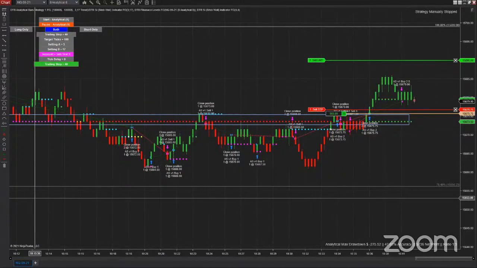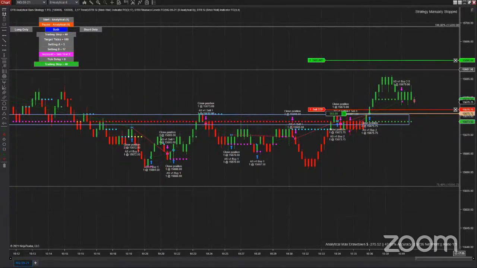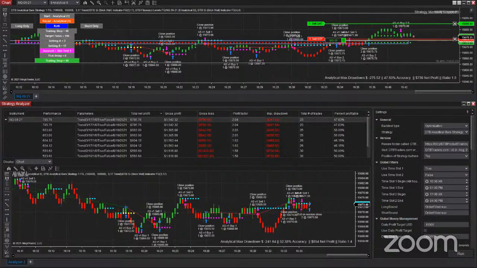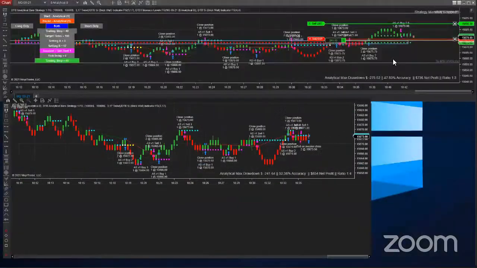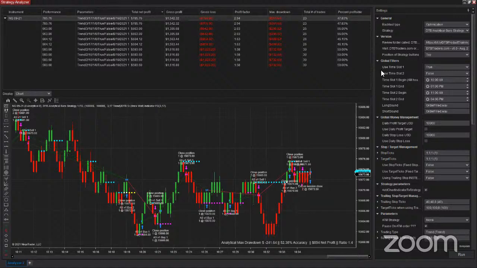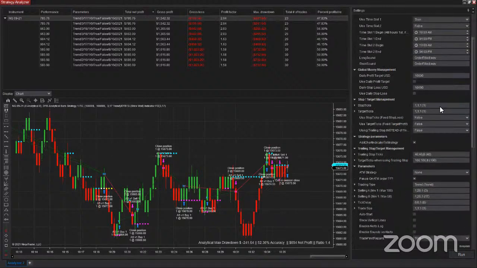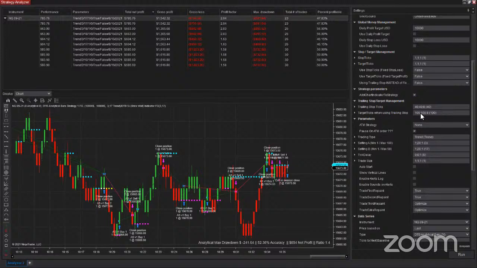If I bring up the strategy analyzer, let me just bring that up again. So in the strategy analyzer, we have got options for trading, obviously the time slots. You can choose specific time slots, and what will happen is it'll enter and exit trades within that time slot. You've got the option to be trading trend or reverse. So you can do reverse trading.